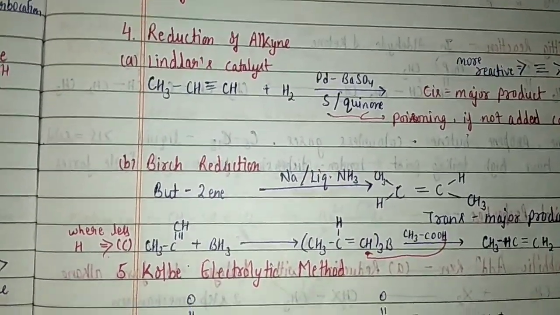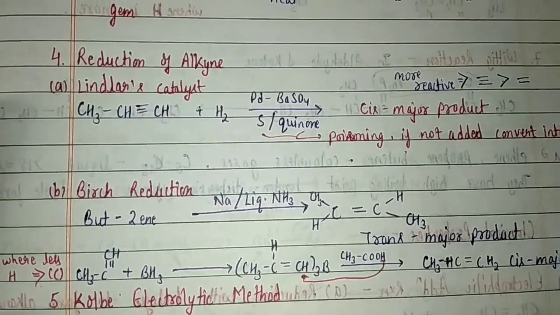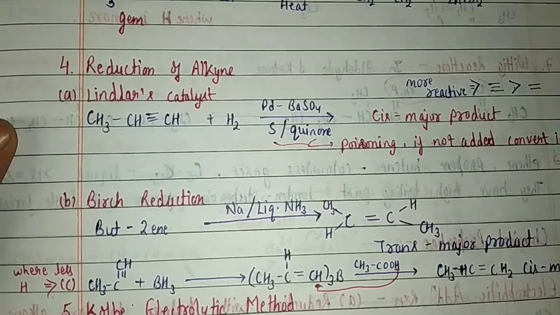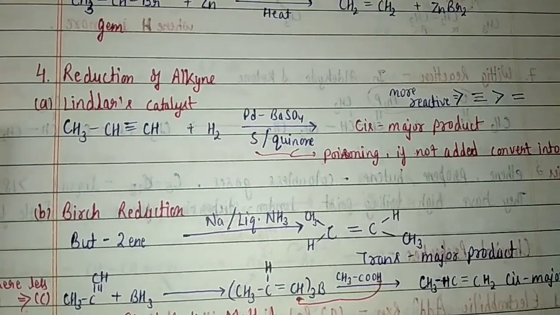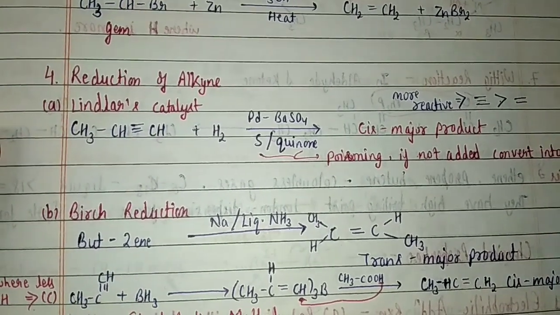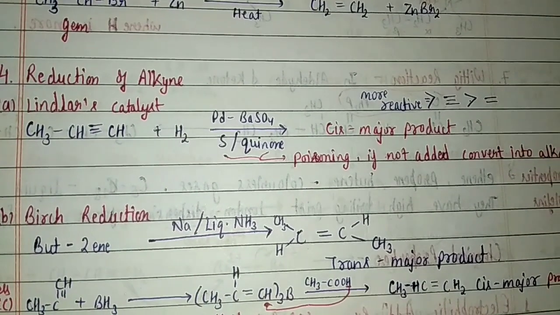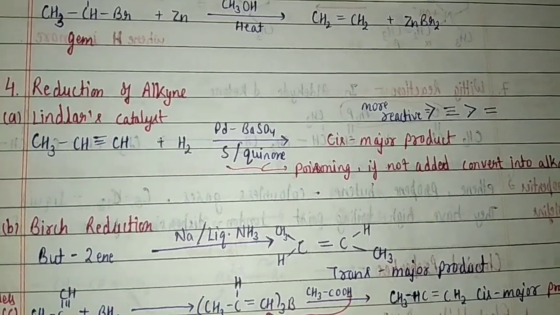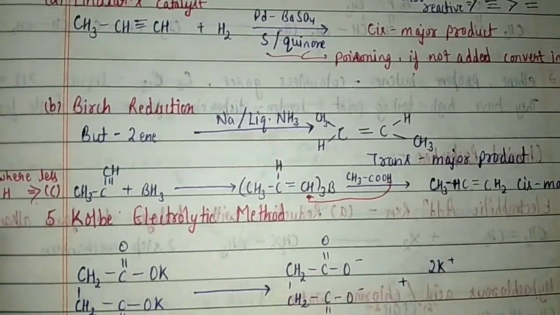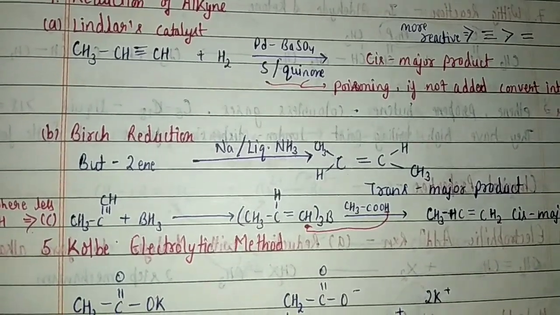The next method is reduction of alkyne. Reduction of alkyne means we use Lindlar catalyst, that is Pd/BaSO4, sulfur, quinoline and hydrogen. How is it going to reduce? It is going to reduce to the cis product as major product. In case of Birch reduction, the trans is the major product.